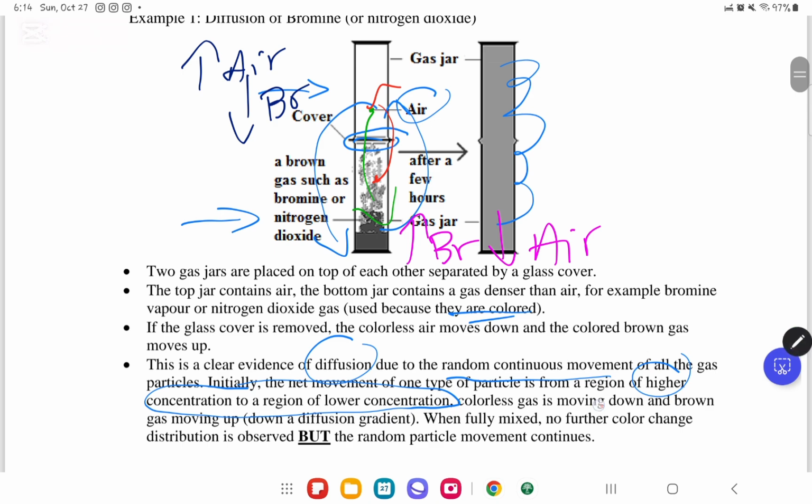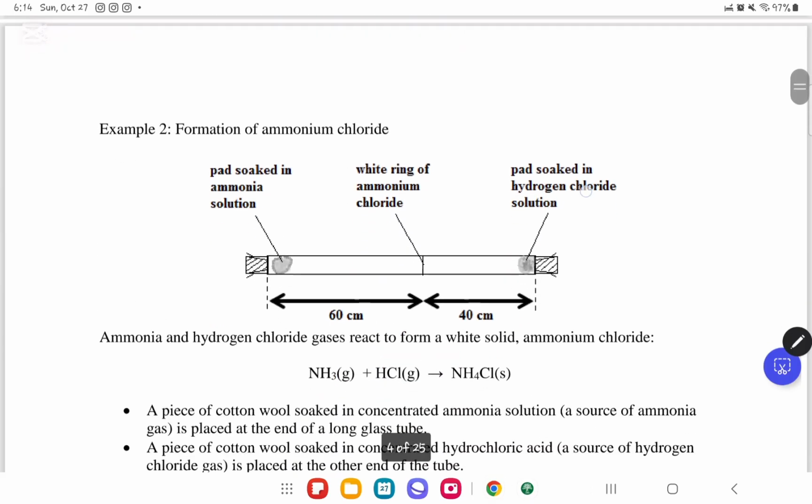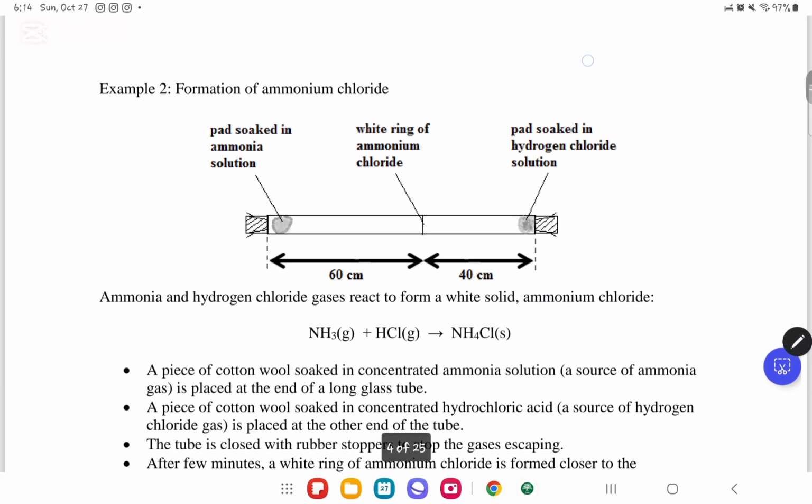When fully mixed, no further color changes are observed. So as we said, the visible changes can no longer be observed. But pay attention, the random particle movement continues. So they are still moving, even though they have mixed and finished mixing, they are still moving. Now they're going to use another example.